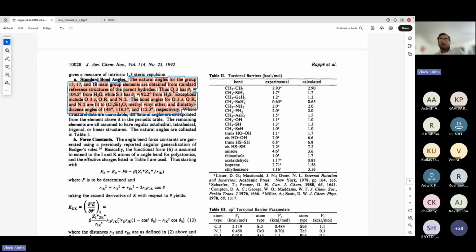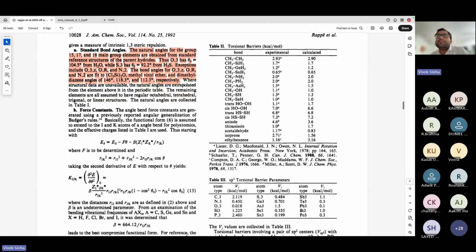So if you start with O3, which means it's oxygen that is in a tetrahedral state, it will fix the angle to be close to that of water. But for tetrahedral sulfur, it will go to 92 degrees, which is derived from the H2S, and they also have certain exceptions. So this generally gives you good quality angles. So your starting structure is good within this, or your guess of the structure is good.